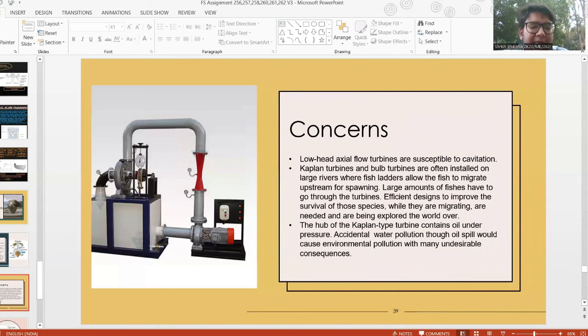With the benefits, there also come some concerns. Low head axial flow turbines are susceptible to cavitation, and Kaplan turbines and bulb turbines are often installed on large rivers where fish ladders allow the fish to migrate upstream for spawning. And these large numbers of fish have to go through the turbines. An efficient design to improve the survival of those species while they are migrating is needed and is being explored all over the world.